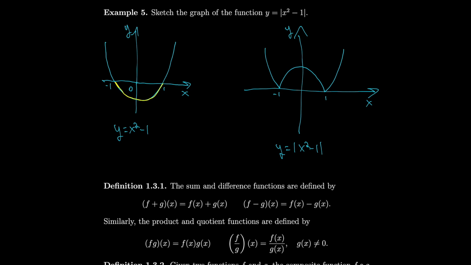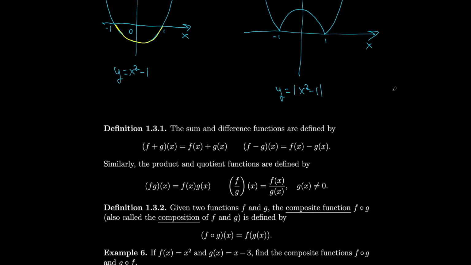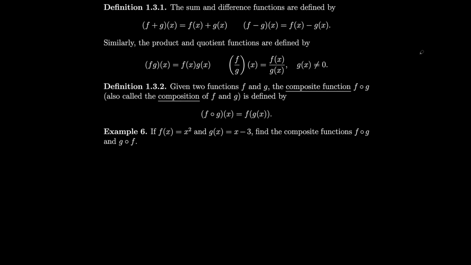Okay, let's talk about some other ways we can manipulate functions. We can add functions together by creating a sum function. So if we add f of x and g of x, we call that new function f plus g of x. Similarly, if we subtract two functions, we call that new function f minus g of x. And we have product and quotient functions defined pretty much exactly how you would think. F times g of x is just f of x times g of x. F divided by g of x is just f of x divided by g of x, assuming that g of x is not 0, because we can't divide by 0.